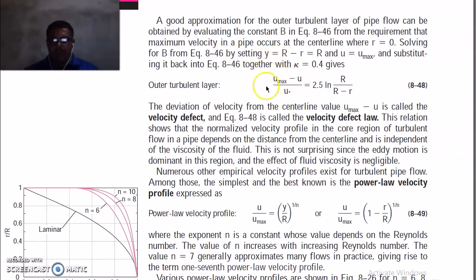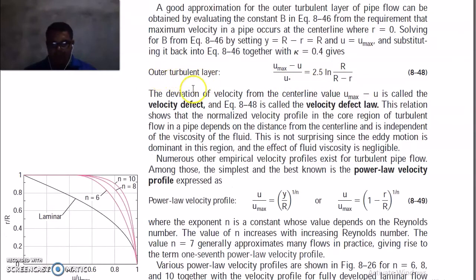You can also apply the same equation to find the constant B when u is u maximum at the center of the pipe, where y is equal to R and r is zero. Replacing y in terms of r, you will get this equation. The deviation of velocity from the centerline value u maximum is called the velocity defect law. The relation shows that the velocity profile in the core region of turbulent flow in the pipe depends on the distance from the centerline and is independent of the viscosity of the fluid. This is not surprising, since eddy motion is dominant in this region and the effect of fluid viscosity is negligible. This is for the outer turbulent layer.